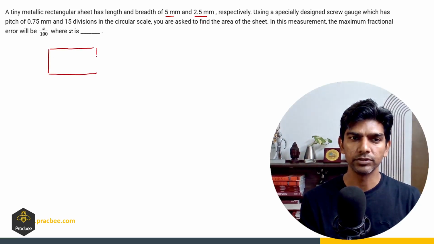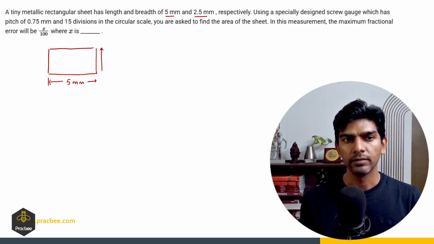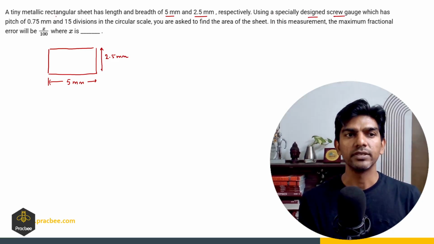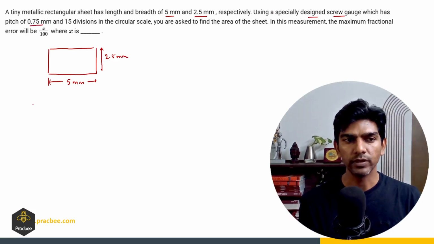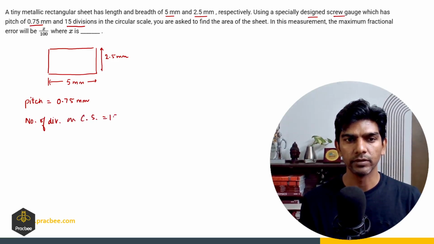It's a tiny rectangular sheet, and its length is given as 5 millimeter, and the breadth is given as 2.5 millimeter. Using a specially designed screw gauge which has a pitch of 0.75 millimeters, and there are 15 divisions on the circular scale. So the number of divisions on the circular scale is given as 15.